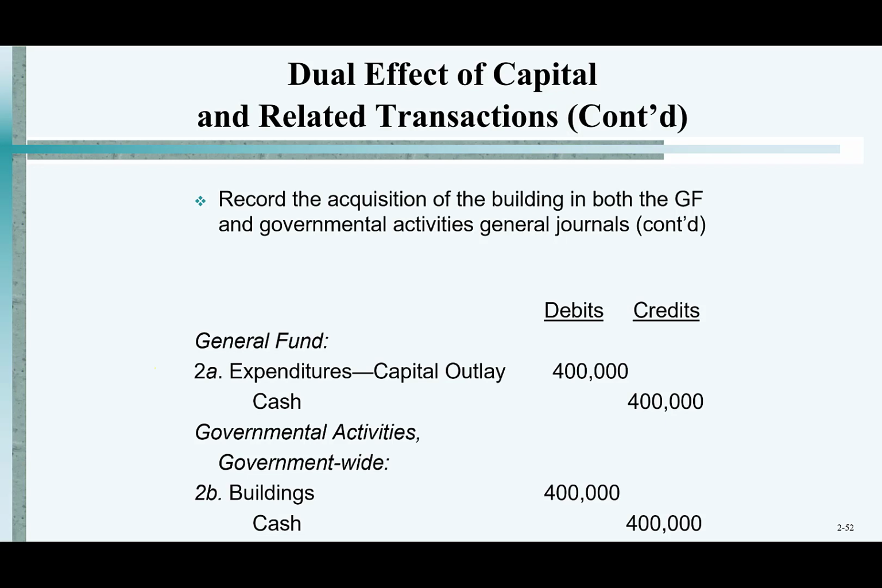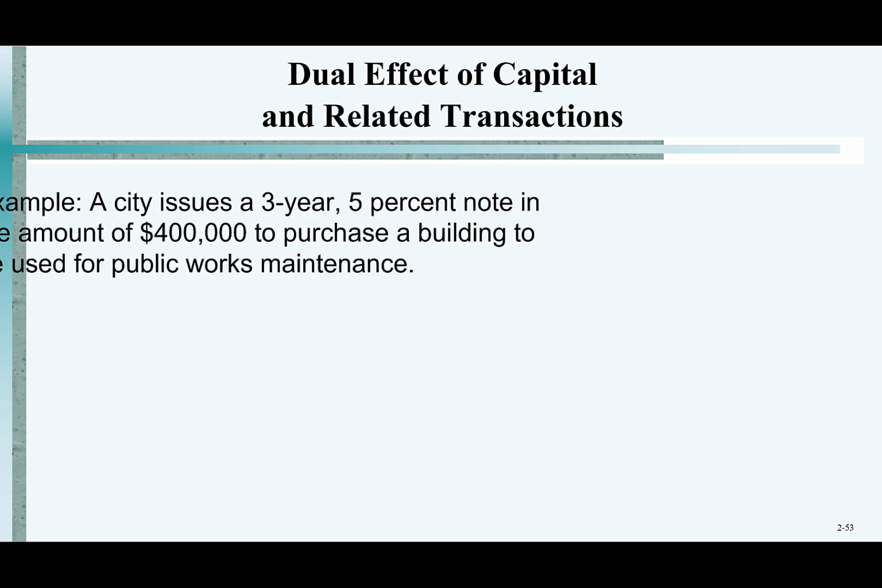You make those converting entries, right? But the way we're going to study is what's the entry if you're trying to report something at the fund level? What's the entry if you're trying to report at the government-wide level, right? Okay? Do you have long-term debt at the government-wide level? No. You do not. So what would happen?